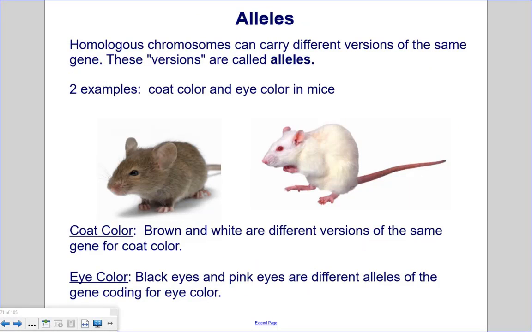Alleles. Homologous chromosomes carry different versions of the same gene. These versions are called alleles. Two examples provided below are for coat color and eye color in mice. Coat color. Brown and white are different versions of the same gene for coat color. In eye color, black eyes and pink eyes are different alleles of the same gene coding for eye color. In the case of the mouse on the right here, it is an albino mouse. Therefore, it has alleles that are mutated, and thereby produces no pigment, making it all white, and then the pink eyes are actually its blood vessels because it has no melanin in its eyes.